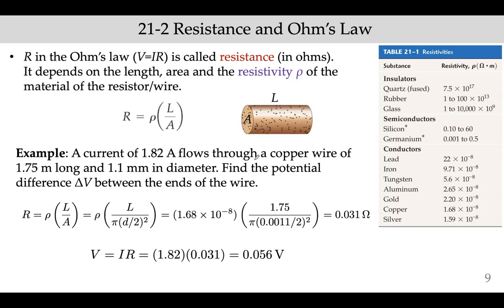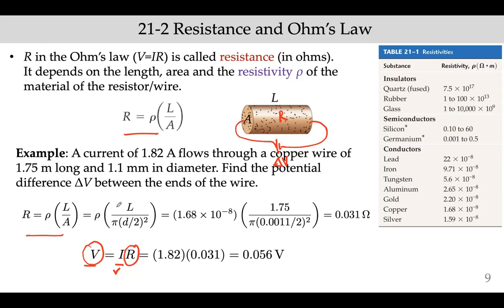What the question asks for is the potential difference. So let's say we connect this wire to a battery, so there's this potential difference. Now we have to find this potential difference, and the resistance is R. So how do you find it? You would write V equals IR. I is given, but to be able to find V, we need to find the resistance first. So we go back to this formula.